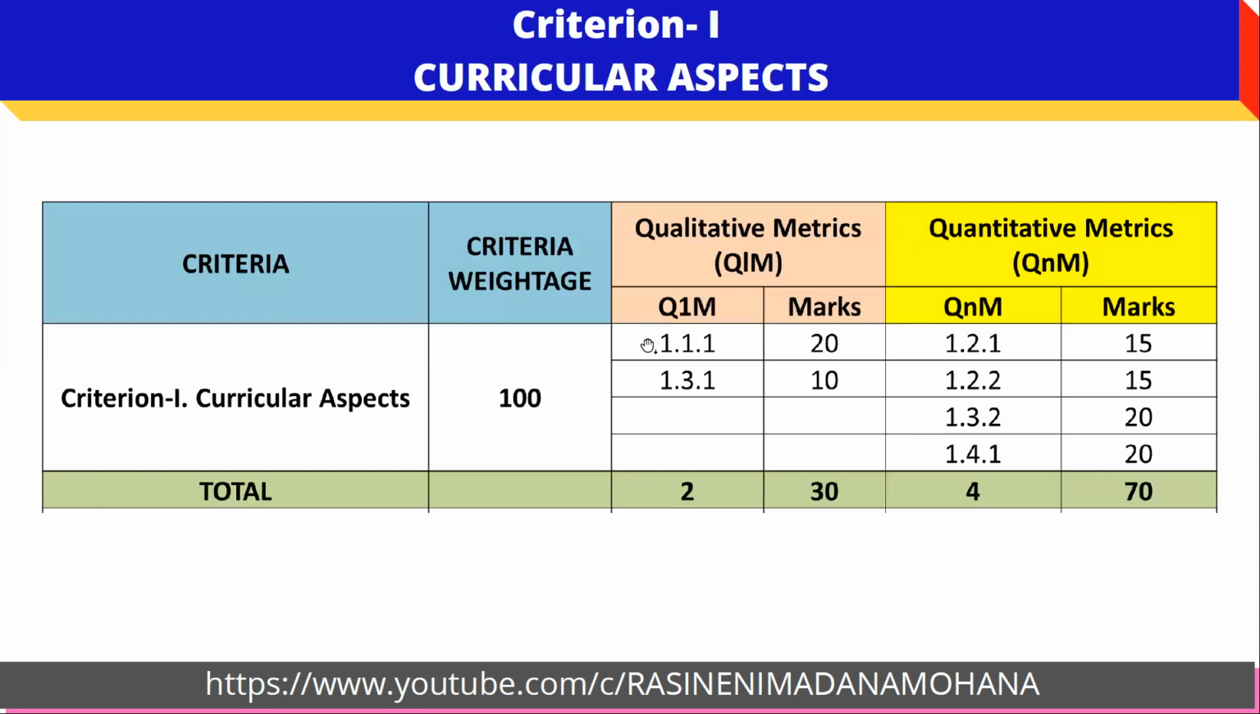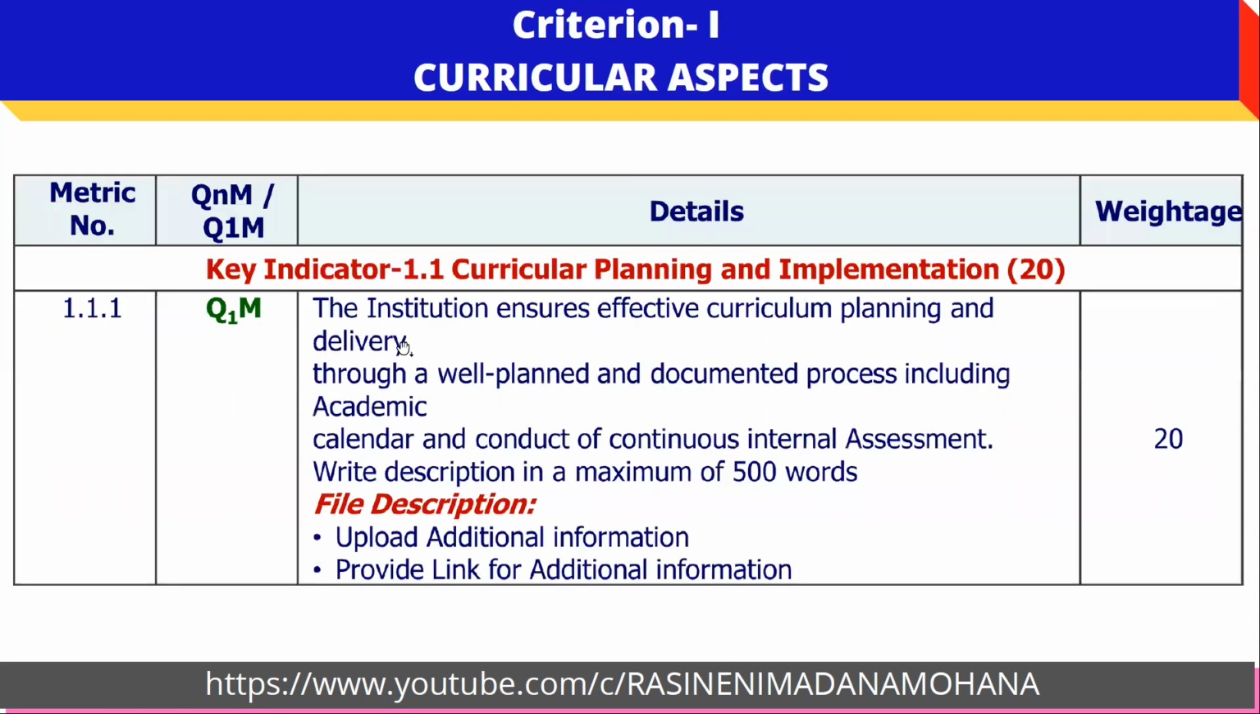Now directly we will move to the qualitative metrics 1.1.1, 1.3.1. Let us see the first qualitative metric, which comes under the key indicator 1.1, curricular planning and implementation. Total weightage is 20. In this, the qualitative metric is 1.1.1. Here the category is also mentioned as QlM.